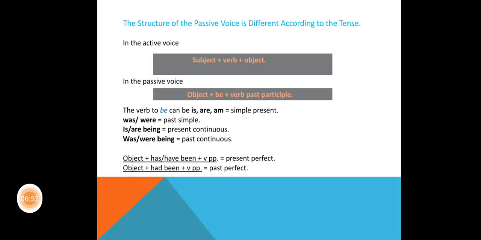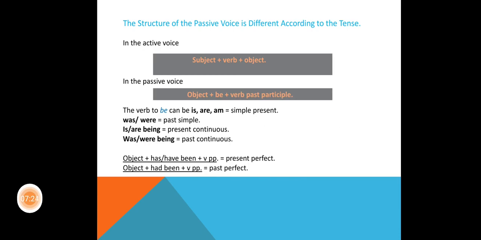All right. Take a look at this. The structure of the passive is different according to the tense, as we said. In the active voice: subject, verb, object. This is the ordinary order, or the ordinary components, of a normal sentence. In the passive voice, however, it is different. I don't start with the subject. I start with an object, verb be, then verb past participle.